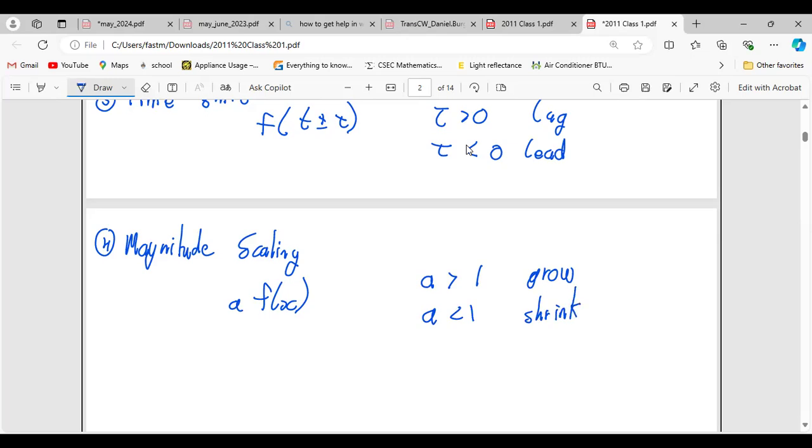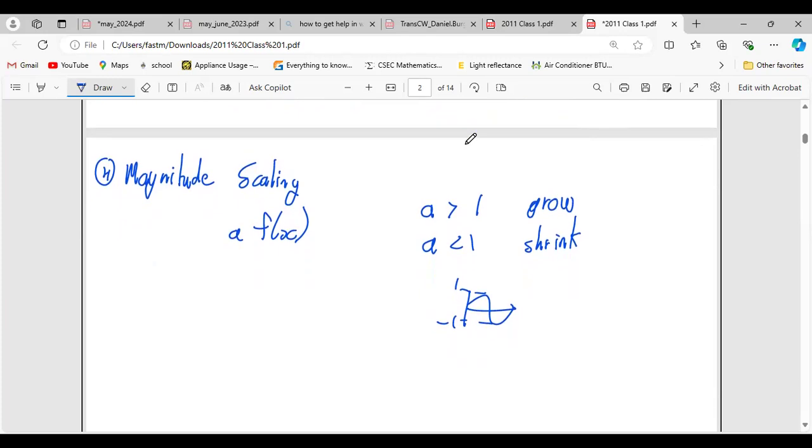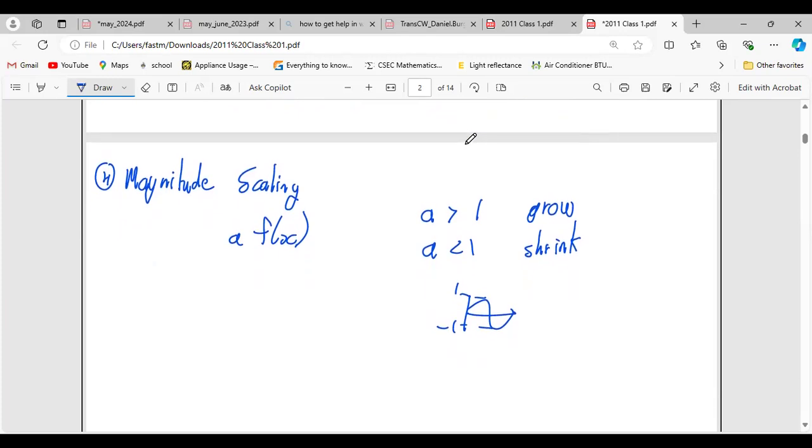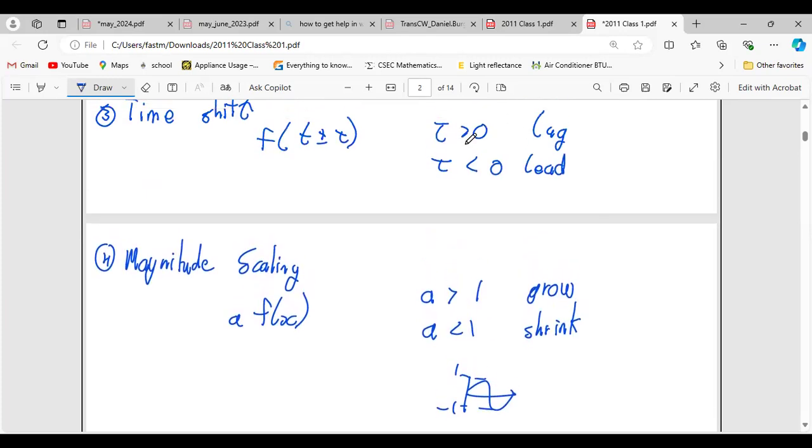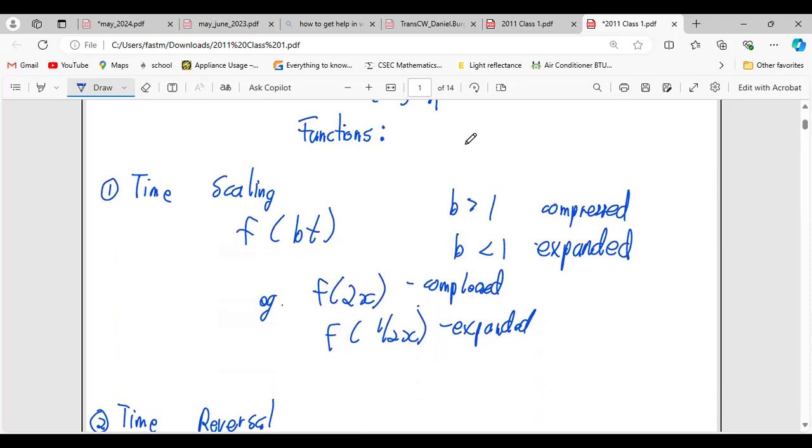Say a cosine or a sine curve, and the magnitude is 1 to minus 1. If you multiply this by 5, it should grow. But if you divide it by 5, it should shrink. Right? So note the difference between shrinking and expanding and compressing. Don't mix up the two. Do you have any questions on any of these functions here?